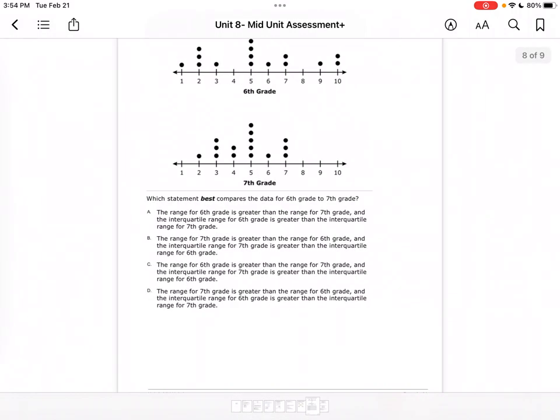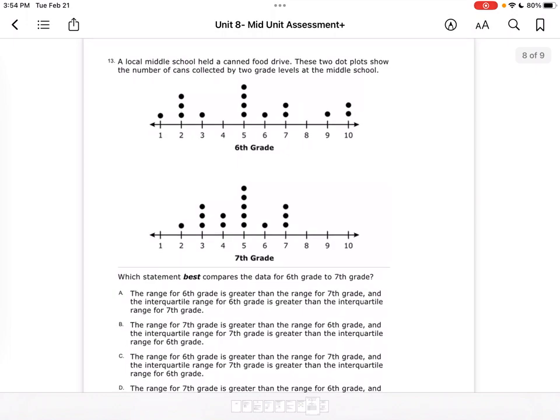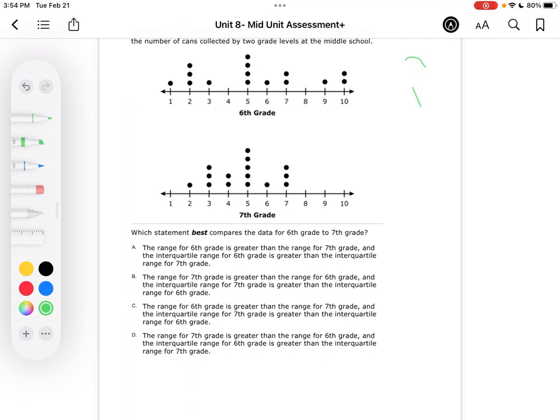All right. For the next one, it says a local middle school was doing a can drive and they wanted to know some information. So we're looking at the range and the interquartile range. So we have 10 and 1, so we know that's 9. And we have 7 and 2, and we know that's 5. So the range for 6th grade was greater than 7th. So we know that we can eliminate B, and we can eliminate D. So then we're going to look at the interquartile range.